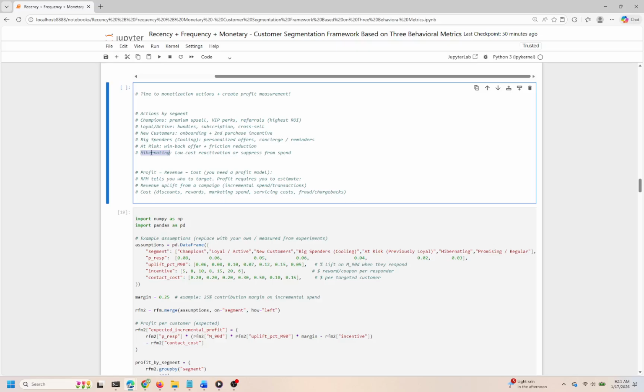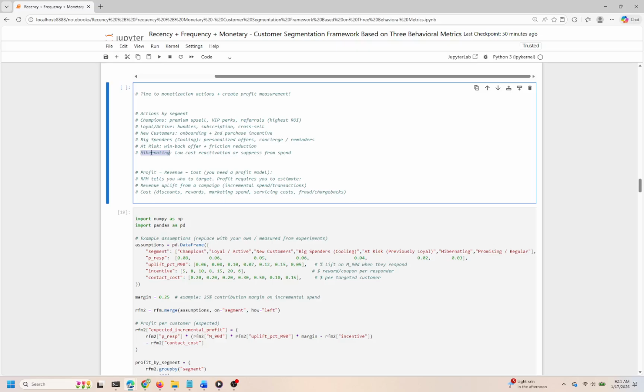Big spenders who are cooling off can be re-engaged through personalized offers and reminders, ensuring they feel valued without losing their business. The at-risk segment requires a delicate touch, with win-back offers and reducing any friction in their purchasing process. Finally, for those hibernating, the focus is on low-cost reactivation strategies, or in some cases, a strategic decision to suppress their spending activities until they show signs of re-engagement.